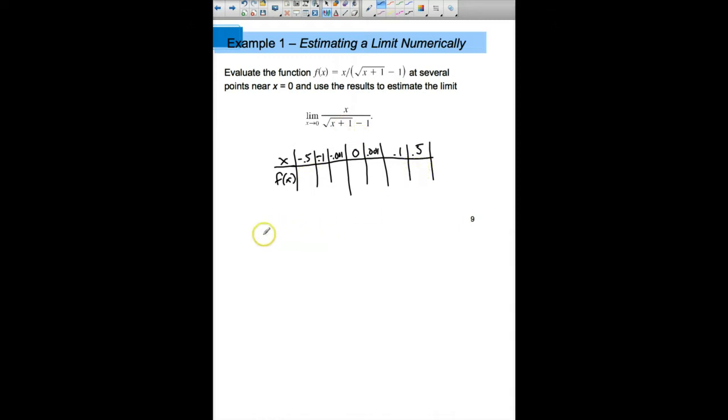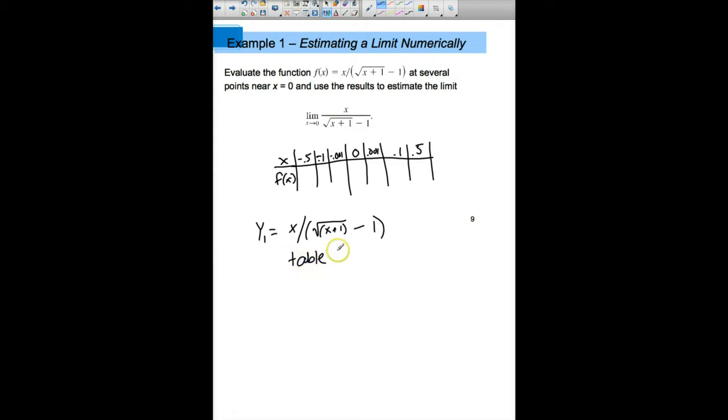Now, if you're using your graphing calculator, the easiest way to do this is go to your y1 and type in the function, which, if you can see up here, I've got a good example of where to put parentheses. So x divided by parentheses, the square root. And then your calculator puts in a parenthesis here, x plus 1, so make sure you close that parenthesis to show you're done with the square root, minus 1, and then close the parenthesis to show you're done with the denominator. Put that in y1, and then you can either go to table.